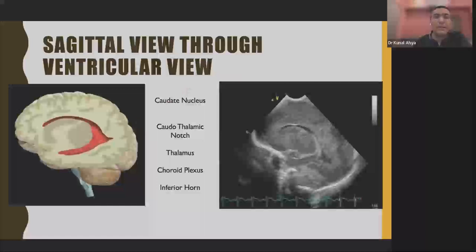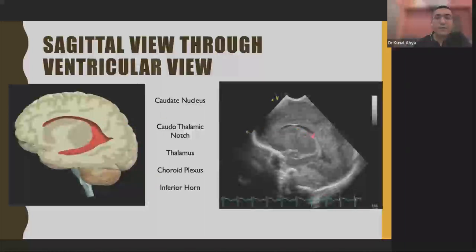Okay. So what are the structures we see here? So this is the frontal lobe, the parietal lobe, the occipital lobe, and the temporal lobe. And this is the ventricular system. So it is going from the frontal horn, the middle ventricle, the occipital horn, then the inferior horn. We can also see the central structures, that is the caudate nucleus. This is a very important structure, that is the caudothalamic notch.